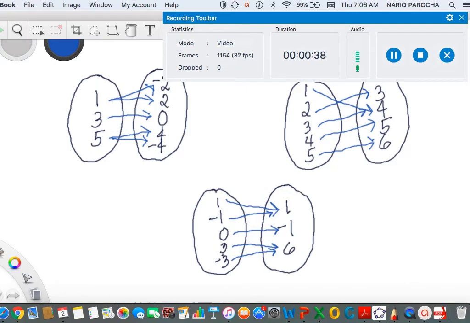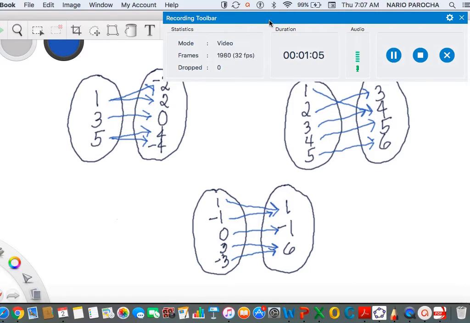While a function is also a correspondence between two sets, but an element of the first set corresponds to exactly, listen to the word exactly, one element of the second set. So that's what we're going to look for.